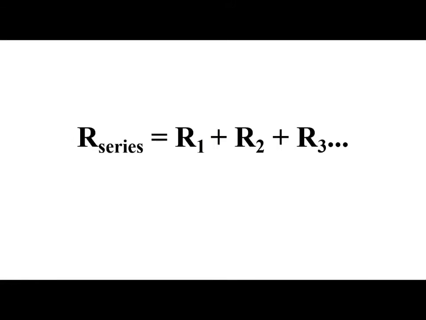Since the current goes through each resistor in the circuit, the total resistance is the sum of the individual resistances. That is, R series equals R1 plus R2 plus R3 and so on, where R series is the total resistance of a series connection of resistors.